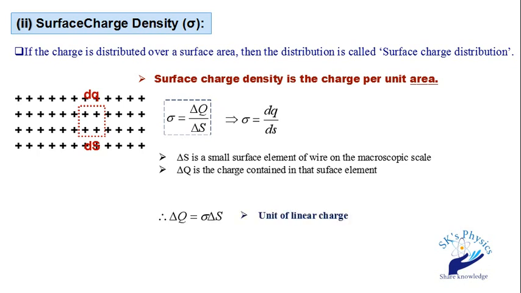The unit of surface charge density is coulomb per meter square. Total charge on the surface S, Q is equal to surface integration sigma ds.